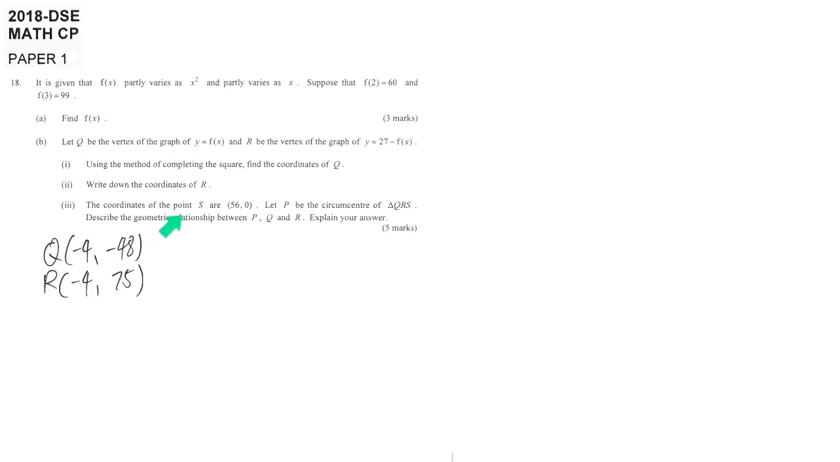So now part C, they give you one more point, and P be the circumcenter of PQR together with S. So S we have (56, 0), and then they tell you to find the geometric relation between P, Q, R. Basically, if you don't find P, it's difficult to determine what the relationship between these three points is. So we must draw properly.